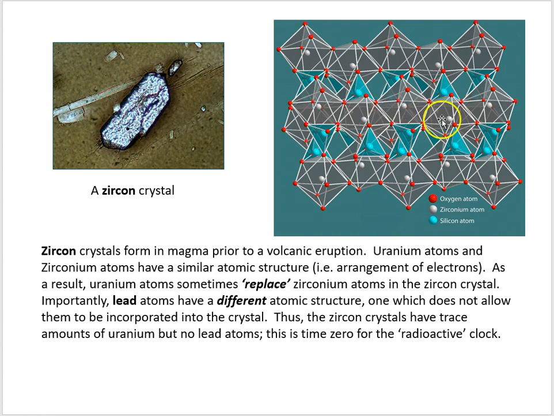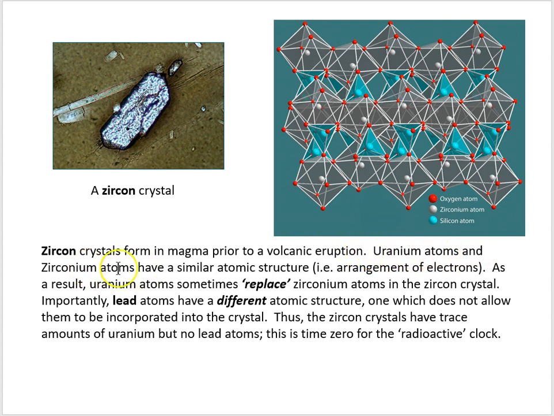And here is the atomic structure of the zircon crystal. So it's got oxygen atoms and zirconium atoms and silicon atoms that are all linked and bonded together in this fashion here. So this is what a crystal of zircon is composed of: 3 atoms of 3 different elements. Now, the zircon crystals form in the magma prior to a volcanic eruption.